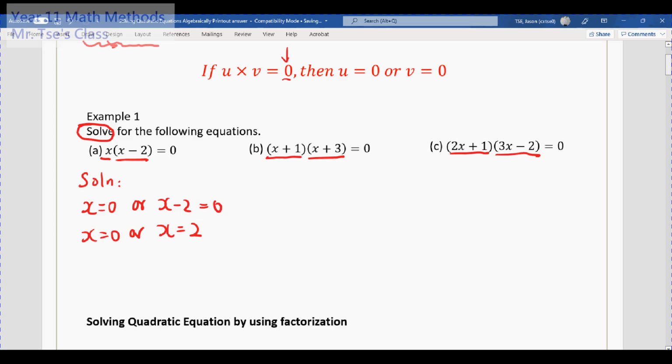Okay, and how about the second one? So second one, you still have two factors. Okay, then what should I write? I need to write x plus 1 equals 0. Okay, remember you have to write that word, it's or, to link two solutions. Alright, so that means either x plus 1 equals 0 or x plus 3 equals 0. And of course, you will have x equals minus 1, x equals minus 3.